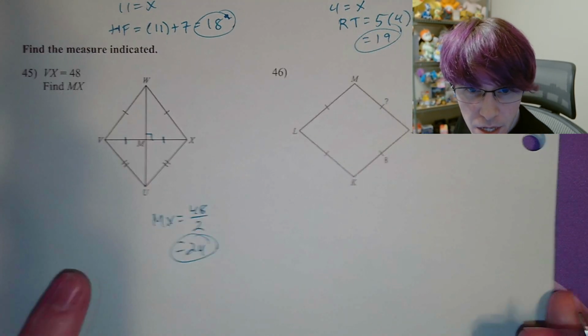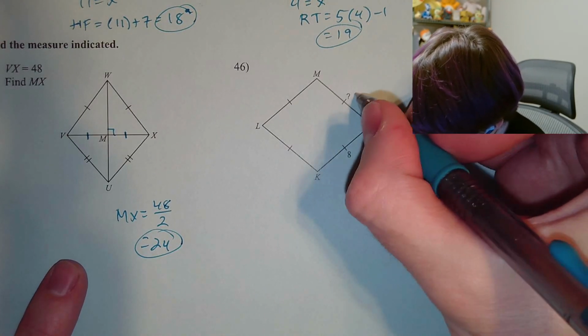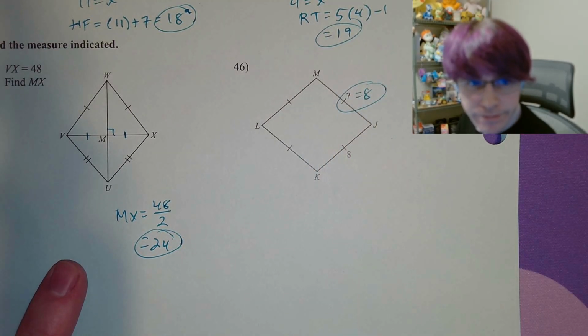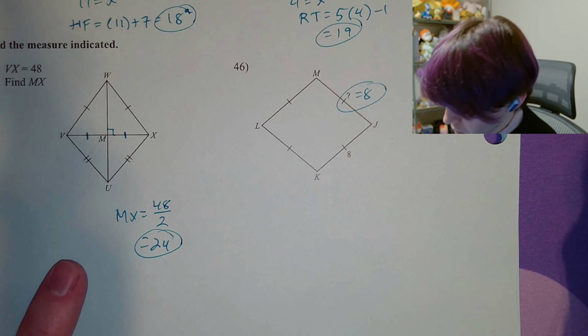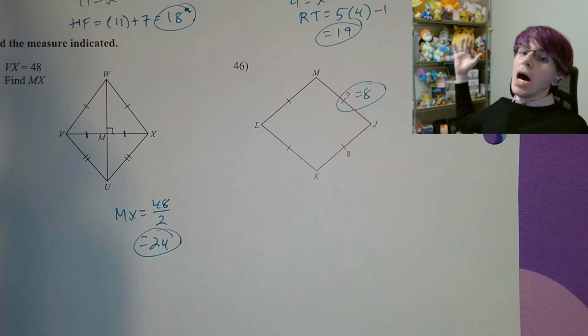Nice and easy. Question number 46. This one, yet again, I don't even know why it's here. They're marked as the same, so of course they're the same. Why is this even a problem in the program? I don't know, fam. Moving on to 47.